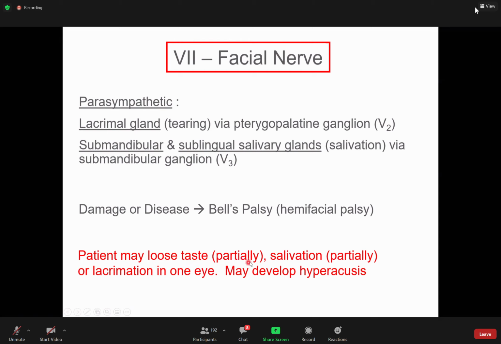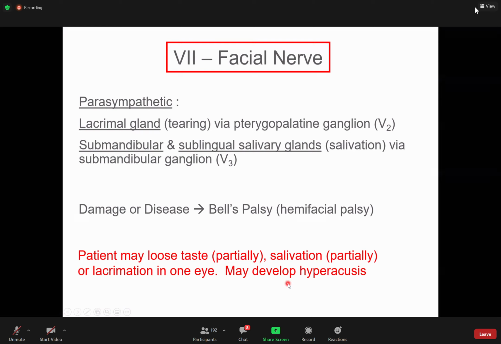Patient may lose partially the taste sensation because anterior two-thirds of the tongue, the taste sensation passes through the branch of the facial nerve, which is called the chorda tympani. There would be loss of salivation partially because of the damage to the fibers which are coming to the submandibular and sublingual glands, and lacrimation in one eye would also be reduced.